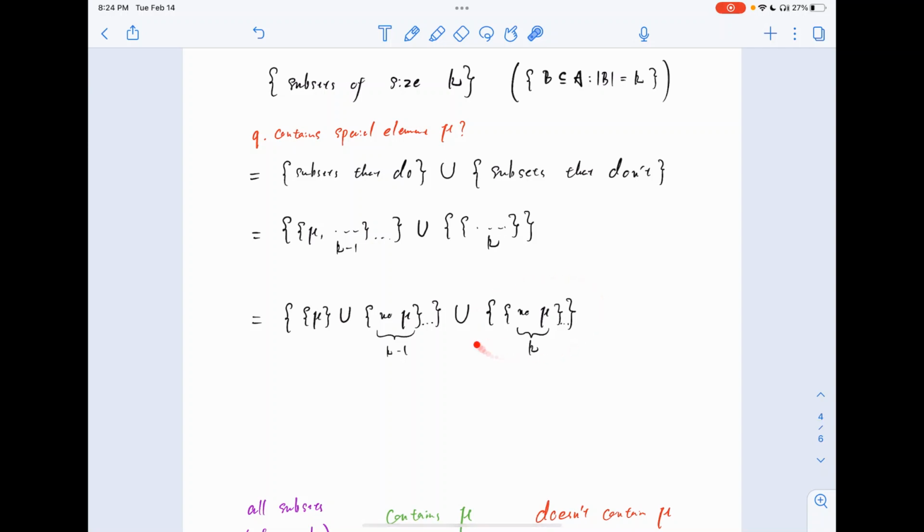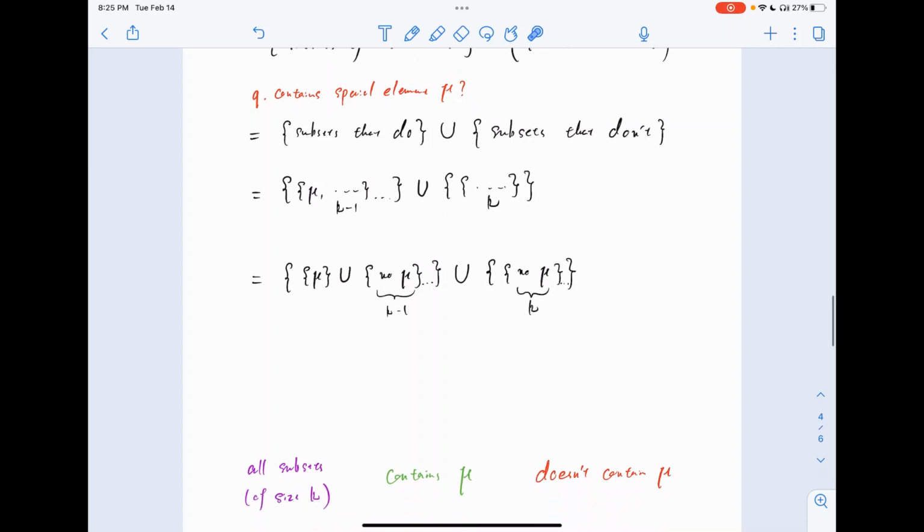And similarly here, I have k elements. I want to enumerate the subsets of length k, but then these k elements cannot consist of mu. So in other words, I'm drawing from the original set, from all the elements except the special element mu, and I'm trying to draw from those n minus 1 elements to form all the possible subsets that I can of length k.